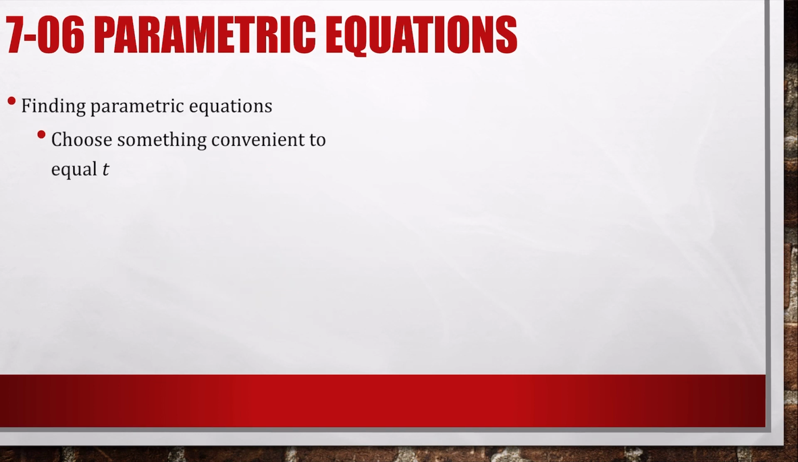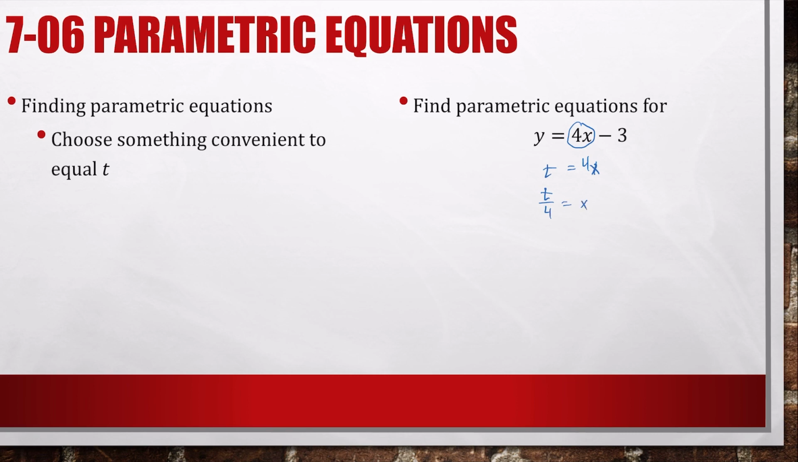To go the other direction, to come up with parametric equations for some equation, you choose something convenient for t. For example, this would be convenient for t. So we can say t equals 4x, and then solve it for x. So t divided by 4 would be x. And then, of course, let's write this out. X is t over 4, and y is, well, all that was t minus 3.